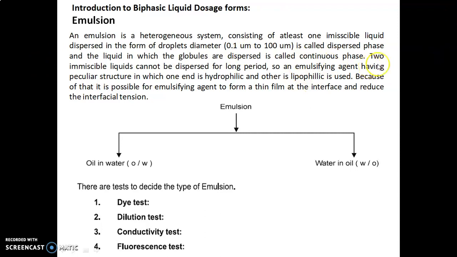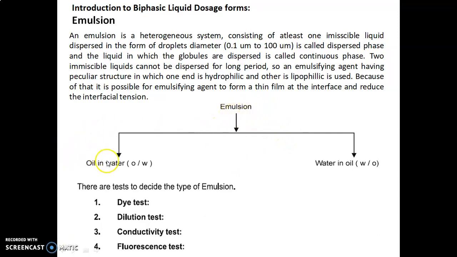is called the continuous phase. The two immiscible liquids cannot remain dispersed for a long period, so an emulsifying agent having a peculiar structure, in which one end is hydrophilic and the other is lipophilic, is used. Because of that, the emulsifying agent can form a thin film at the interface and reduce the interfacial tension. So let's see the classification of emulsion.